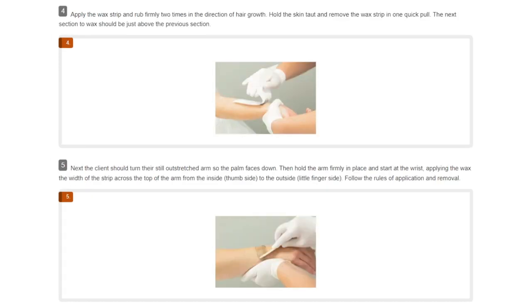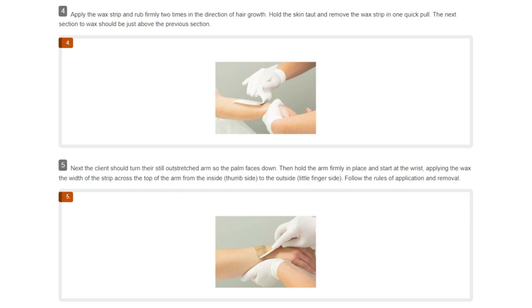growth. 4. Apply the wax strip and rub firmly 2 times in the direction of hair growth. Hold the skin taut and remove the wax strip in one quick pull. The next section to wax should be just above the previous section.